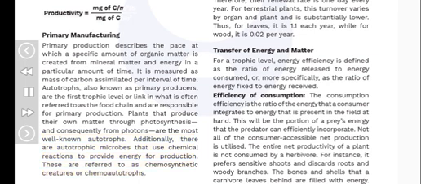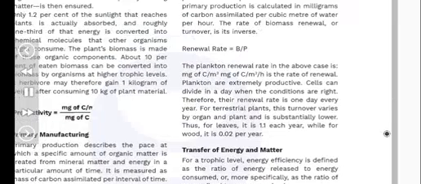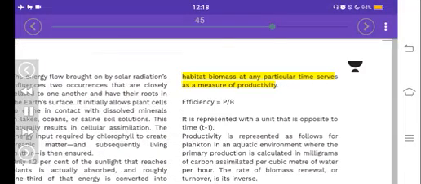Productivity. The majority of authors use the wrong definition of productivity, which is the amount of biomass generated per unit of surface area over a specific period of time, or annual net primary production. Actually, the ratio of production to habitat biomass at any particular time serves as a measure of productivity. Productivity equals P/B. It is represented with a unit that is the inverse of time, T^-1. Productivity is represented as follows for plankton in an aquatic environment where the primary production is calculated in milligrams of carbon assimilated per cubic meter of water per hour.